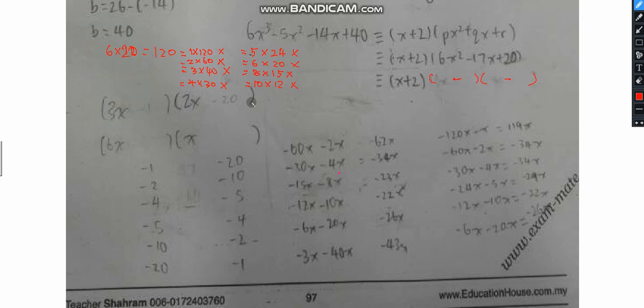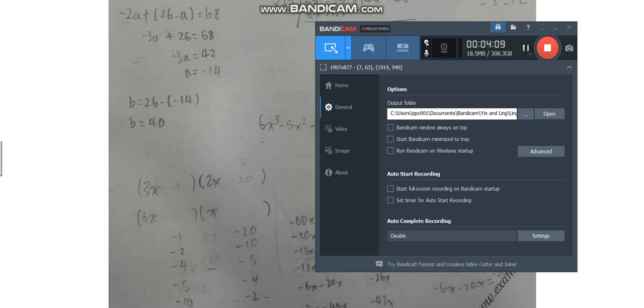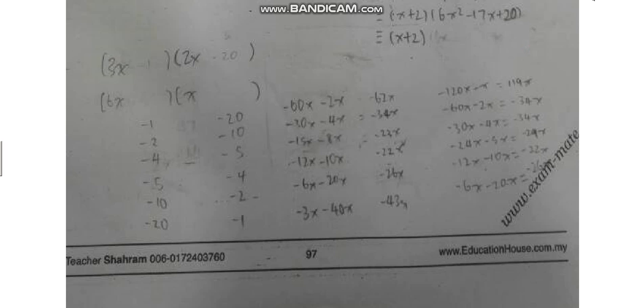Okay. Now, can you factorize this? Let's check: 6 is A, minus 17 is B, plus 20 is C. For this to be able to factorize and give you a solution, B squared must be bigger than or equal to 4AC.